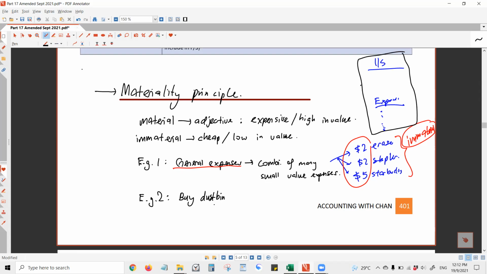So how much is a dustbin? A dustbin is maybe just $3, right? Convert into Malaysian ringgit, maybe 10 ringgit. So $3 for a dustbin. Is it material? It's not material. It is immaterial. So it's low in value. Cheap.